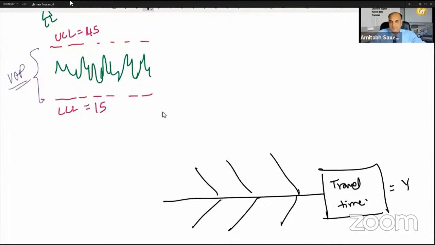Whatever is the effect, this is why we call it as Y. And whatever is the cause, we call it as X factors. This is also known as fishbone diagram, also known as cause and effect diagram.